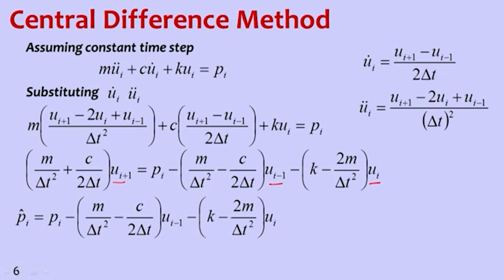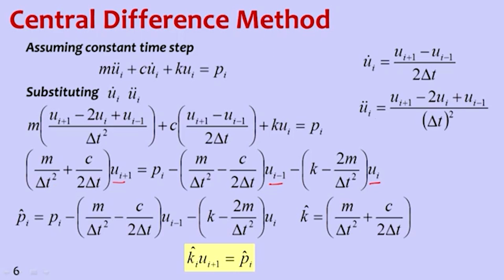So, pi minus m by delta t square minus c by 2 delta t into ui minus 1 minus k minus 2m by delta t square into ui. This is the force term. And then the k value. So, the k value is this one, you can see m by delta t square plus c by 2 delta t. So, this entire expression can be written in simple form, that is k cap into ui plus 1 is equal to pi cap. So, this entire expression is pi cap and this expression is k cap.